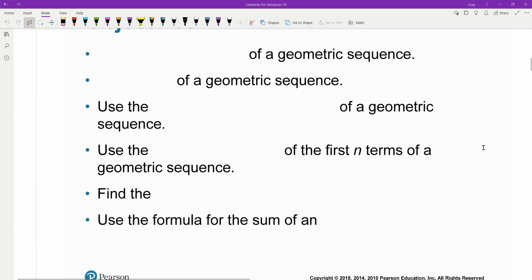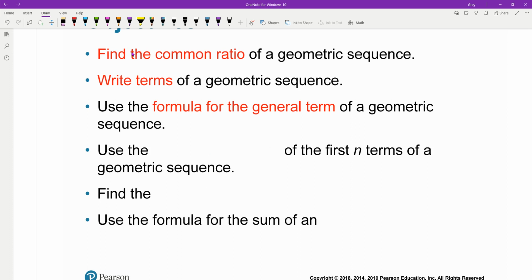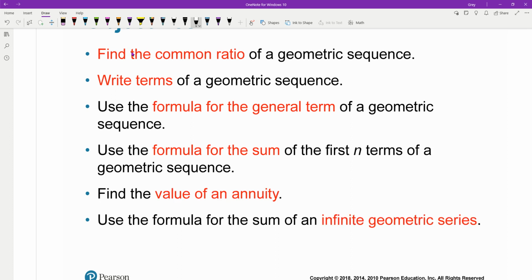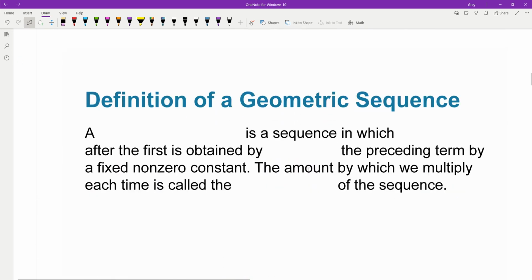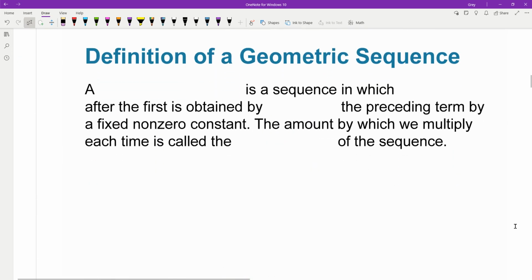So we have a lot of objectives in this video. We're going to cover finding the common ratio of a geometric sequence. We're going to write the terms of a geometric sequence. We're going to use a formula to find the general term. We're going to use a formula to find the sum of the first n terms. We're going to find the value of an annuity and use the formula for the sum of an infinite geometric series. So let's get started and define a geometric sequence.